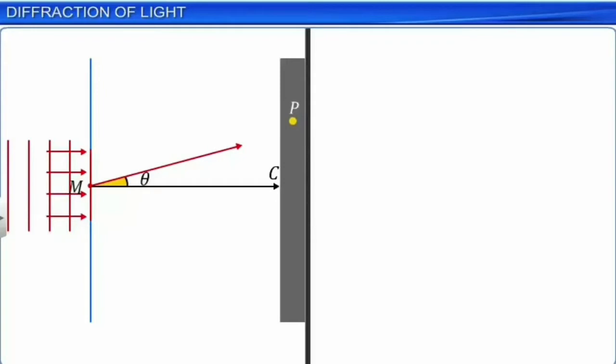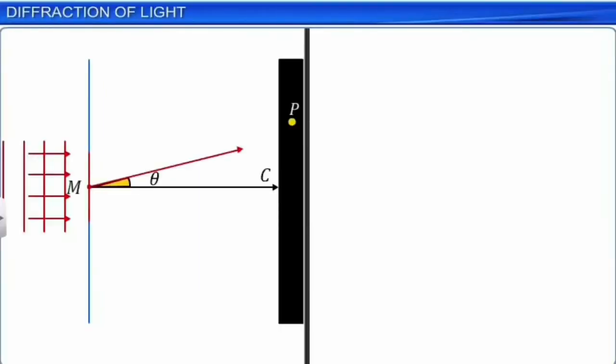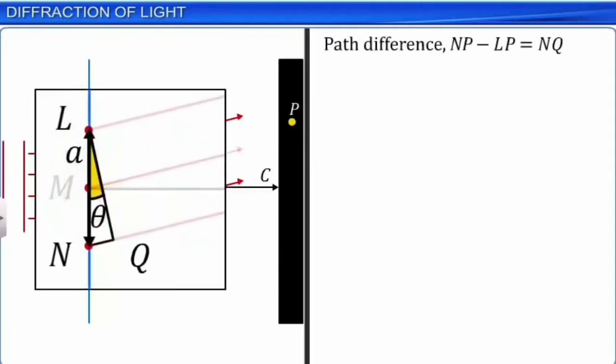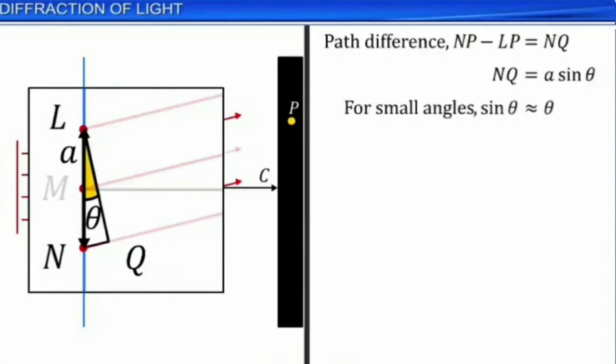To state whether the point P appears bright or dark, or whether constructive or destructive interference takes place at P, we should obtain the path length difference between the waves when they reach the point P. For that, let's consider two waves starting from the two points L and N, which are the boundary points of the slit, at a distance a. When the waves reach the point P, the path length difference between the two waves will be NP minus LP, which is equal to NQ.